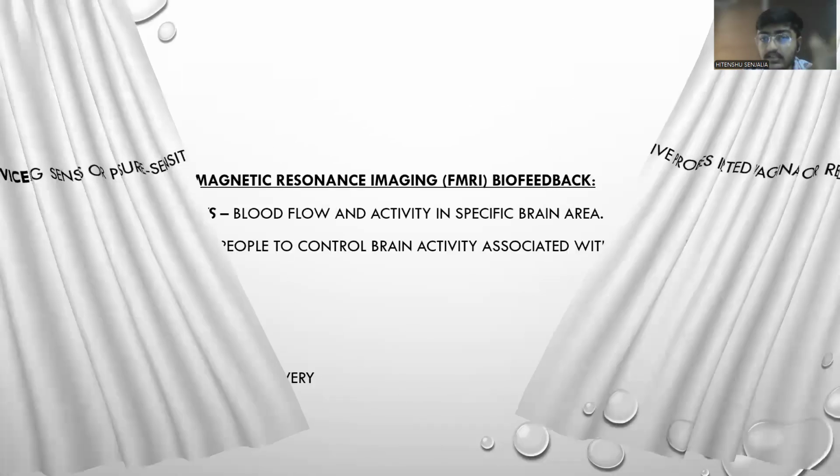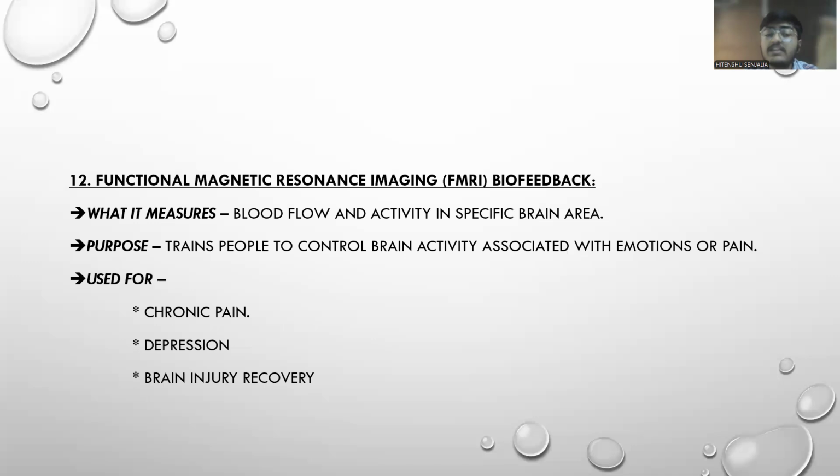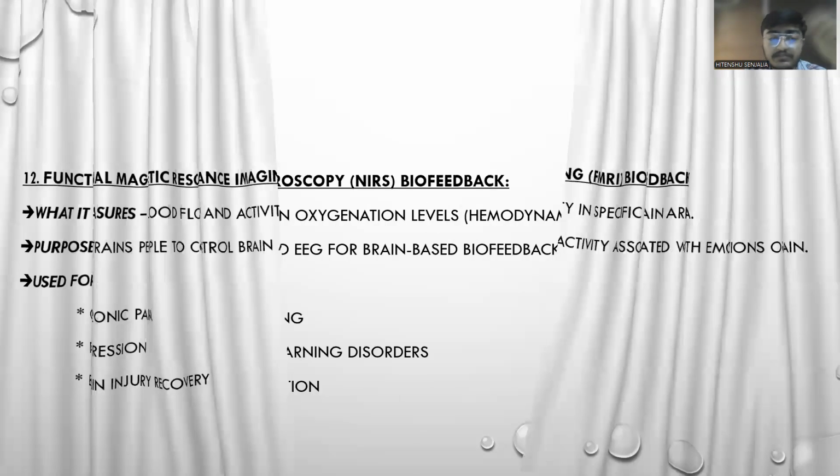Now we can see another type of biofeedback, which is functional magnetic resonance imaging, fMRI biofeedback, which measures blood flow and activity in specific brain areas. The purpose of using this is to train people to control the brain activity associated with emotion or pain. It is used for chronic pain, depression, and brain injury recovery. For that type of person, we can use this biofeedback.